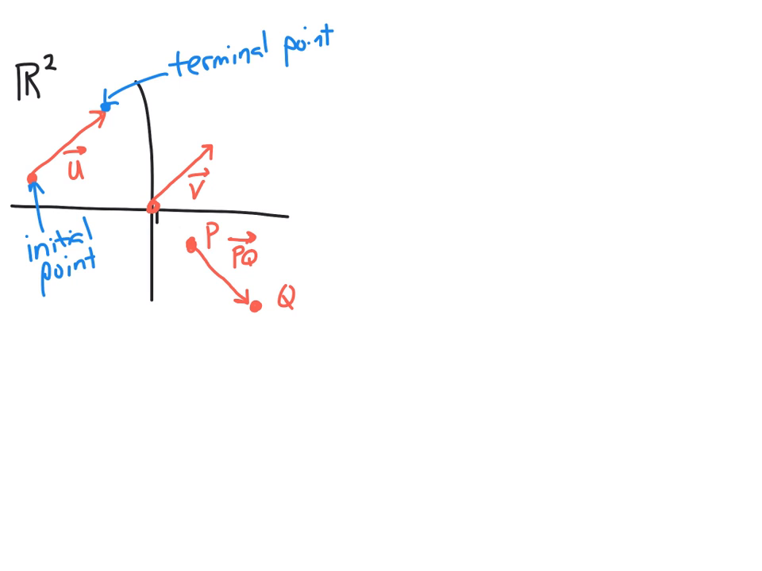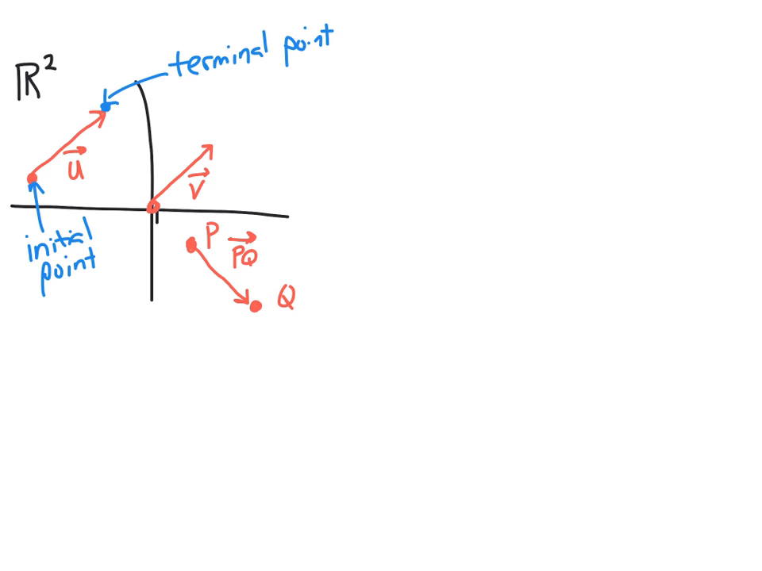So notice that this is telling me that the initial point is P and the terminal point is Q. If I write QP, then that means I have the arrow, the vector that starts at Q and goes to P. So it would be actually in the opposite direction. So we want to pay attention to the order that the points are listed in the notation for the vector.